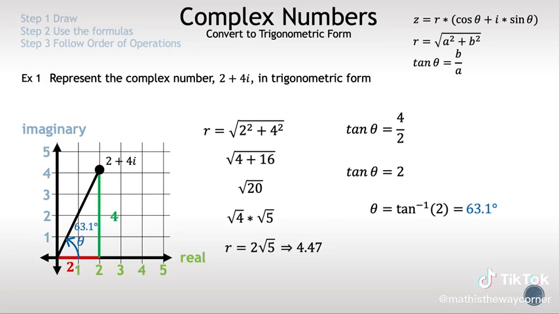Now we have our r and our theta. Let's substitute what we have into the trigonometric form of z. So z is equal to 2 square root of 5 times the quantity of cosine 63.1 degrees plus i sine 63.1 degrees. And that is our answer for example 1.